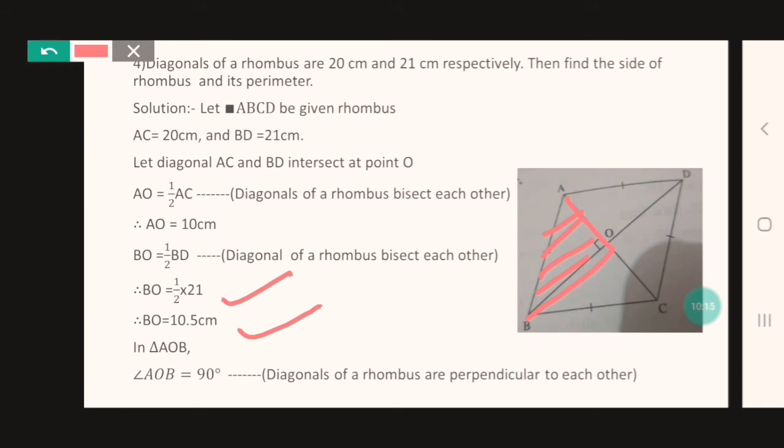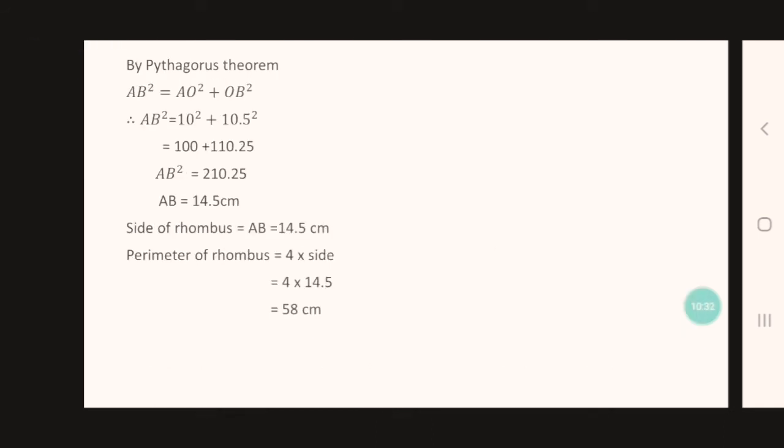Now we have to apply which theorem? We have to apply Pythagoras theorem. So 10 square plus 10.5 square will give me AB square. Okay. So AB square is equal to 100 plus 110.25. So AB square is equal to 210.25.